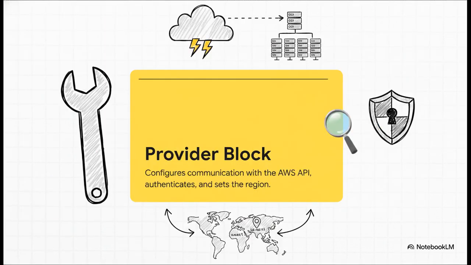Well, the answer comes down to the provider block. Think of this block as your general contractor. It configures communication with the AWS API and handles all the authentication. And if you forget to give it a region, your contractor is pretty smart. It just gracefully falls back to the default region specified in your local AWS config. Or, if even that's missing, it defaults to US East 1. It makes sure your build always has a location.